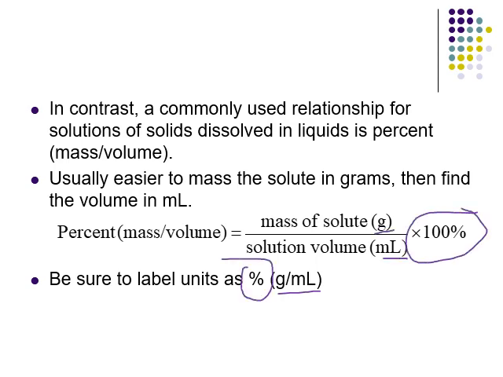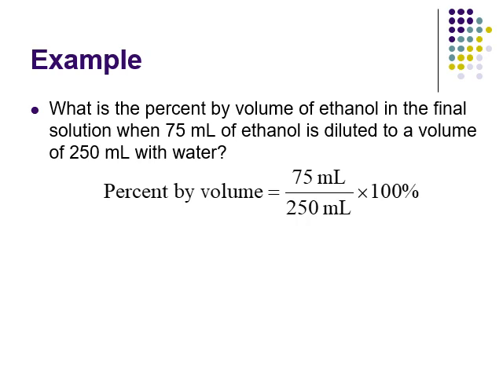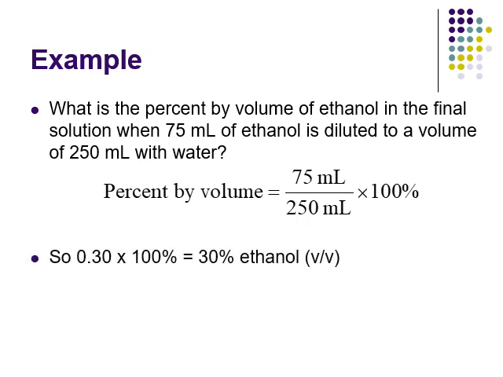So an example problem: what's the percent by volume of ethanol in the final solution when 75 milliliters of ethanol is diluted to a volume of 250 milliliters with water? So we want the percent by volume, so we take the volume of the solute, 75, divide by the volume of the solution, 250, times 100. That's it. That's all it is.